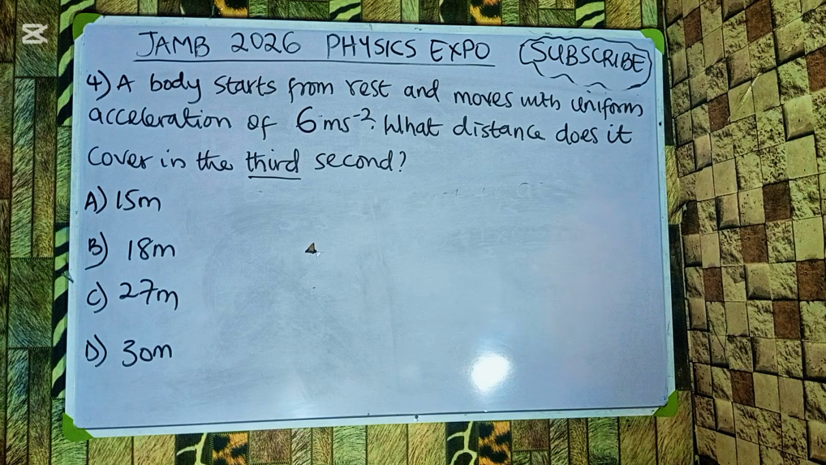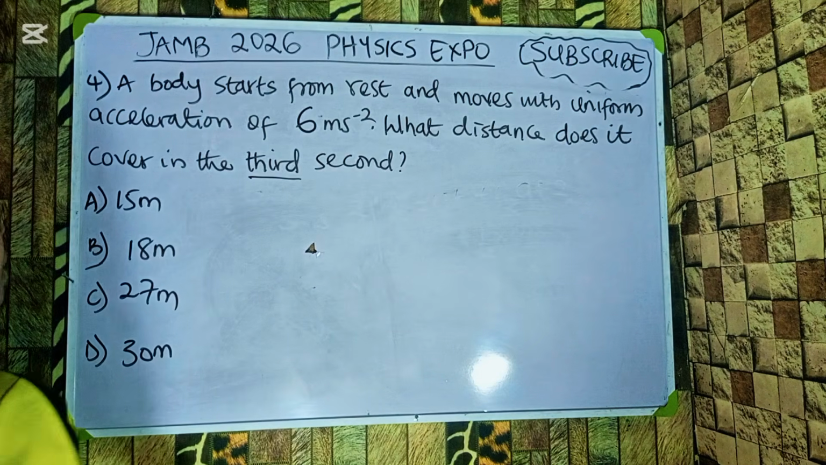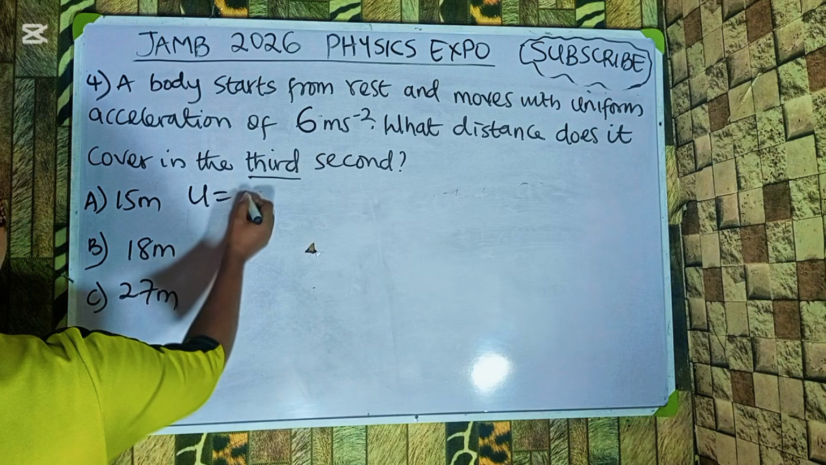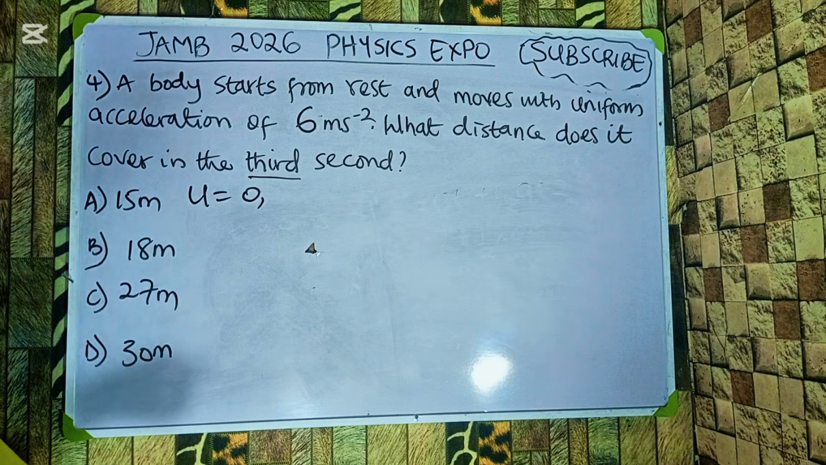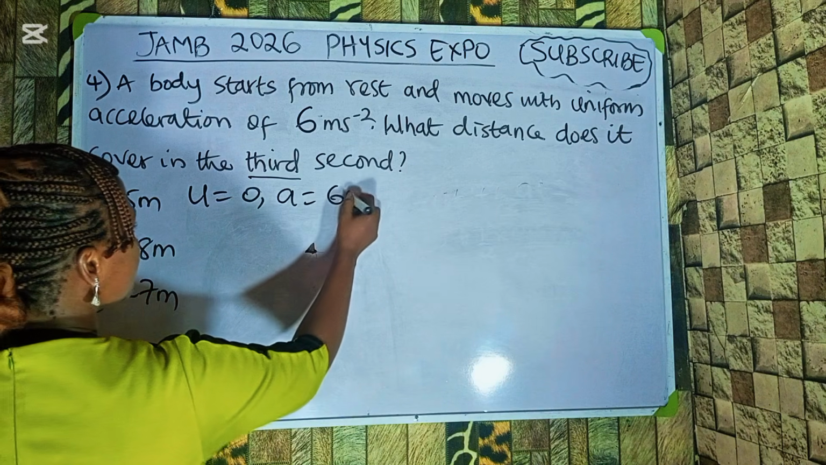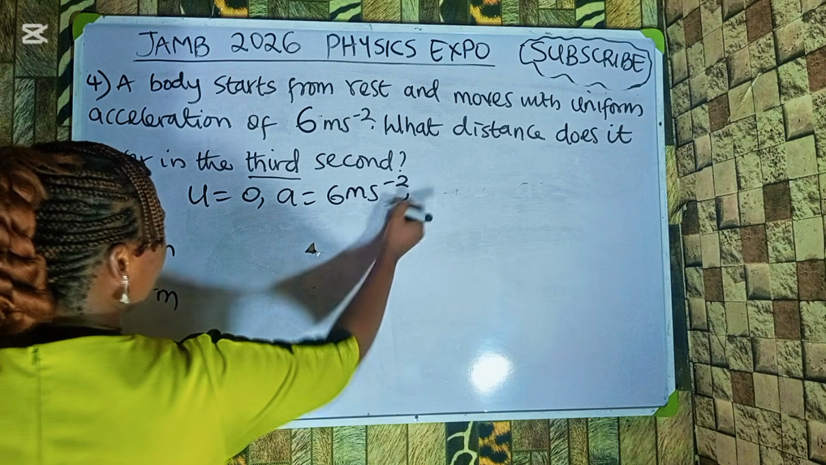Question 4. A body starts from rest and moves with uniform acceleration of 6 meters per second square. What distance does this cover in the third second? Now we have the following options. So let's just quickly solve the question. Once you hear that a body starts from rest, automatically its initial velocity u equals what? 0. And it moves with uniform acceleration.